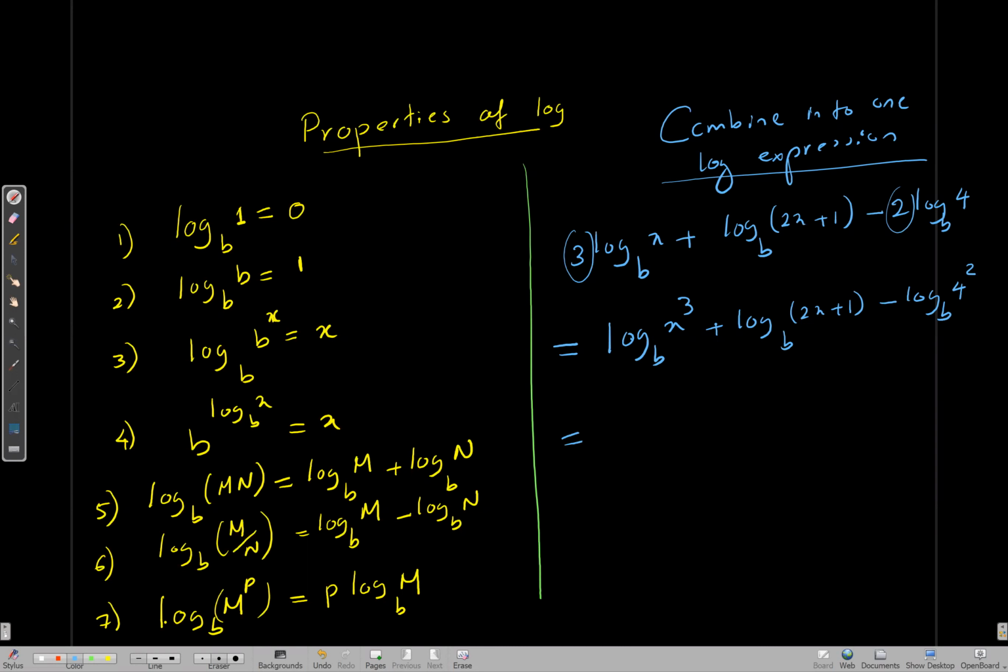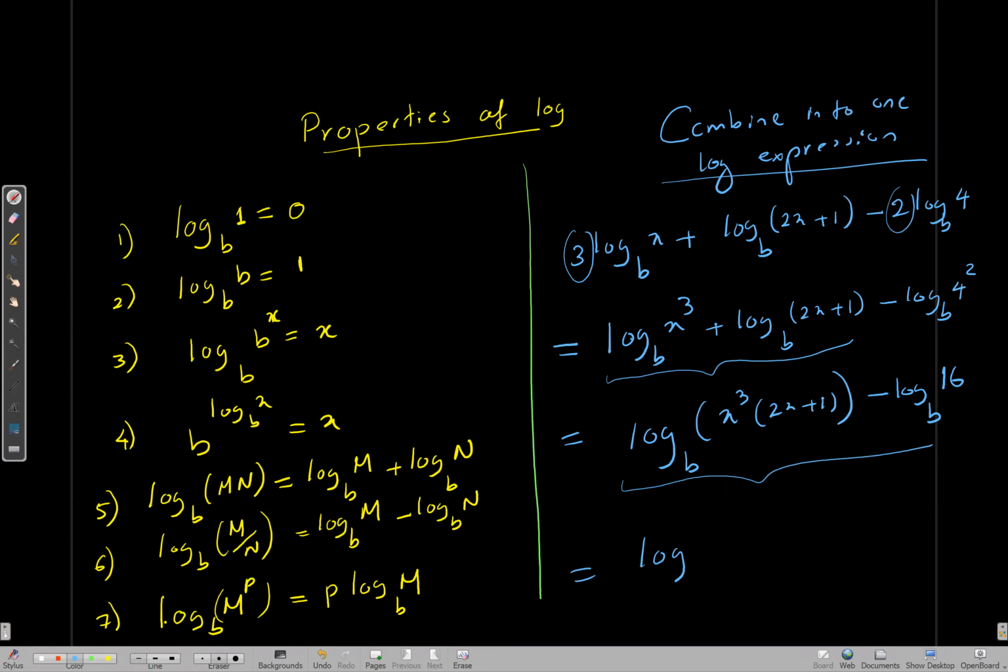Now catch any 2. You can do it simultaneously, in one shot, but let me, from these 2, using rule number 5, this addition becomes multiplication. Minus log base b 16. Now these 2 into 1 log base b. See rule number 6: log m minus log n. So in this case, m is this and n is 16.